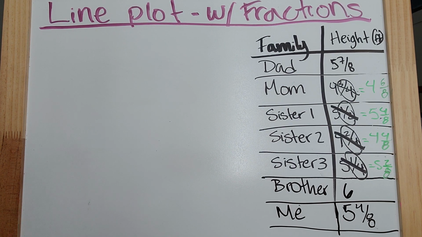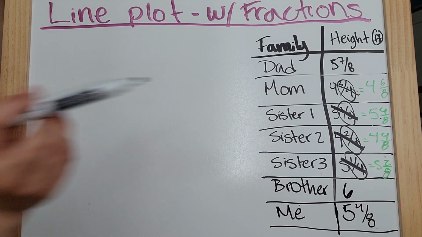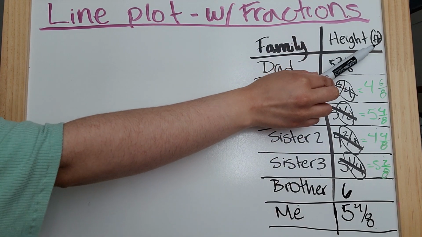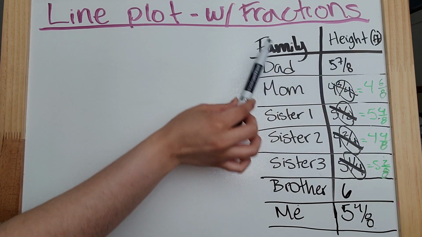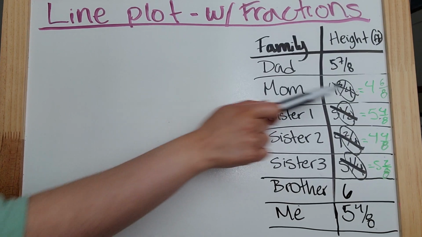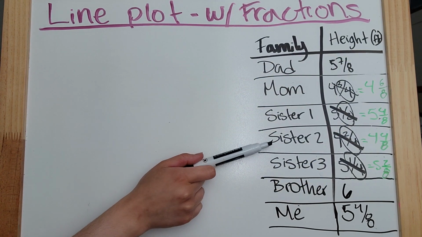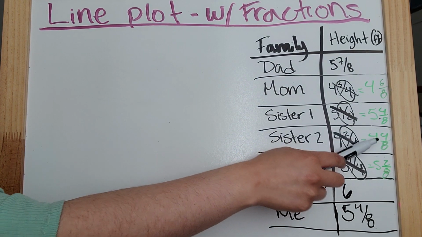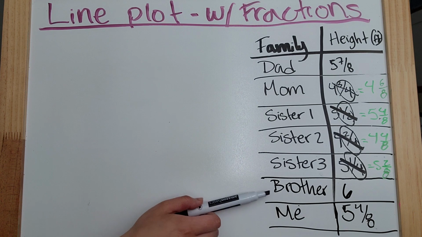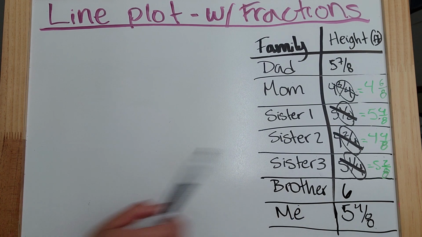The first step is noticing what is your biggest number and what is your smallest number. So 5, this is the family, and this is the height in feet, and feet looks really weird, but this is feet. So dad measures 5 7/8 feet. Mom measures 4 6/8 feet. Sister 1 is 5 4/8 feet, not fifth. Sister 2 measures 4 4/8 feet. Sister 3, 5 2/8 feet. Brother is 6, and I am 5 4/8.